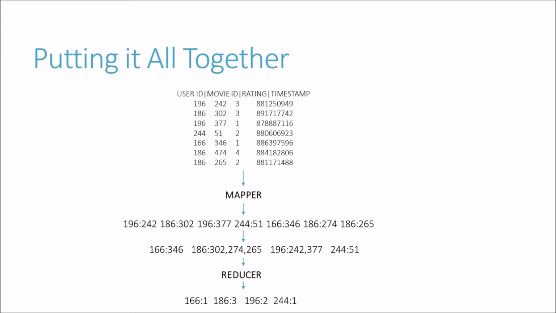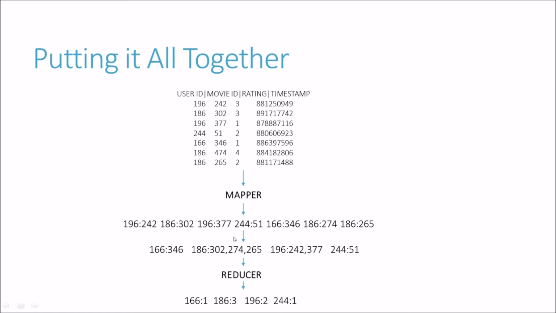So again, starting with our raw input here, we have user ID, movie ID, rating, timestamp is the source data from the u.data file. For each line of that input data, our mapper will get called and our mapper will extract a key value pair. In our case, the keys will be the user IDs and the values will be the movie IDs. So for each row, we produce one key value pair saying that this user watched this movie, this user watched this movie, this user came back again and watched that movie, so on and so forth.